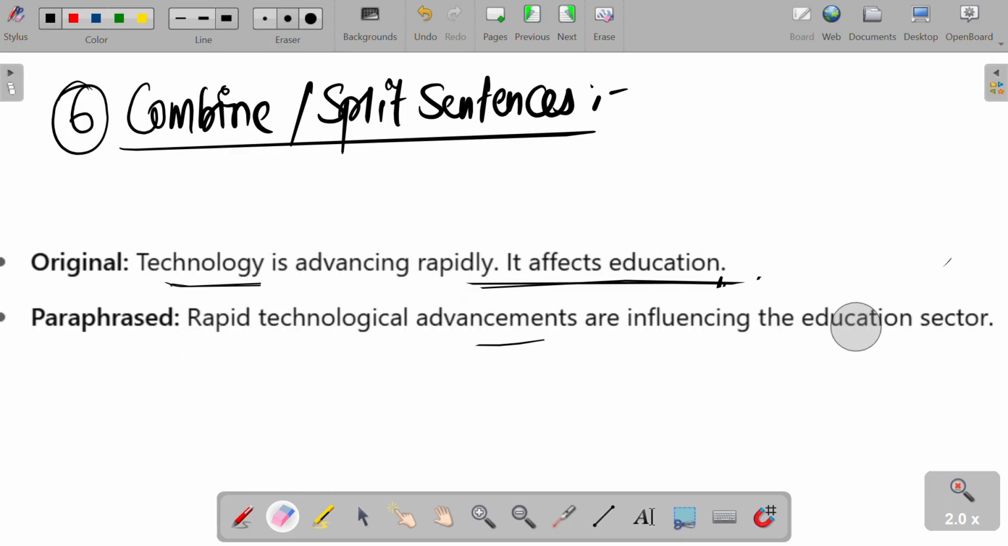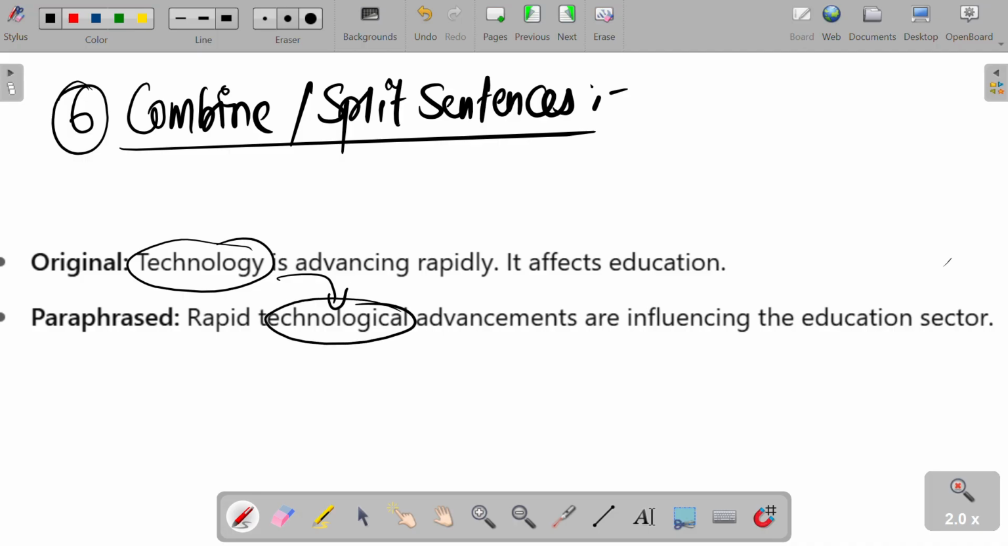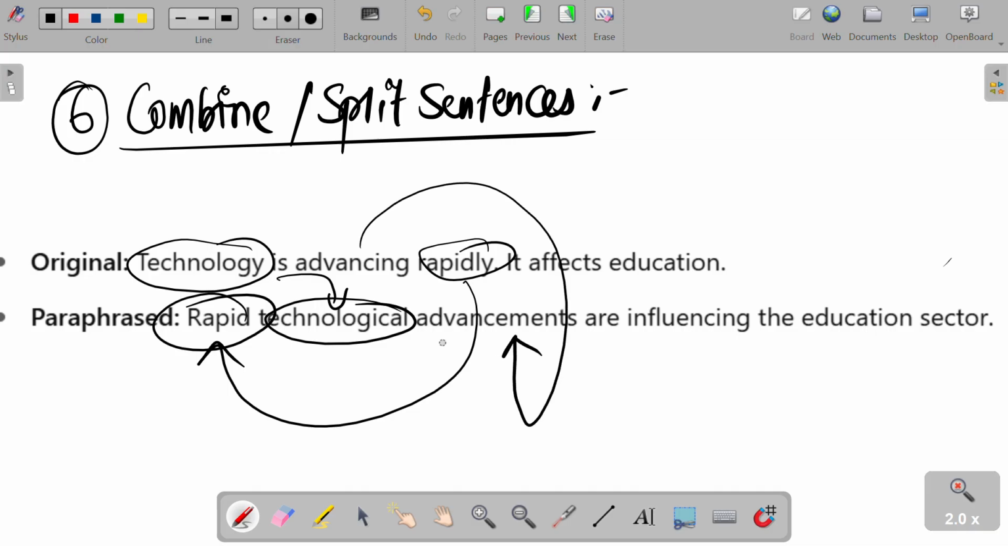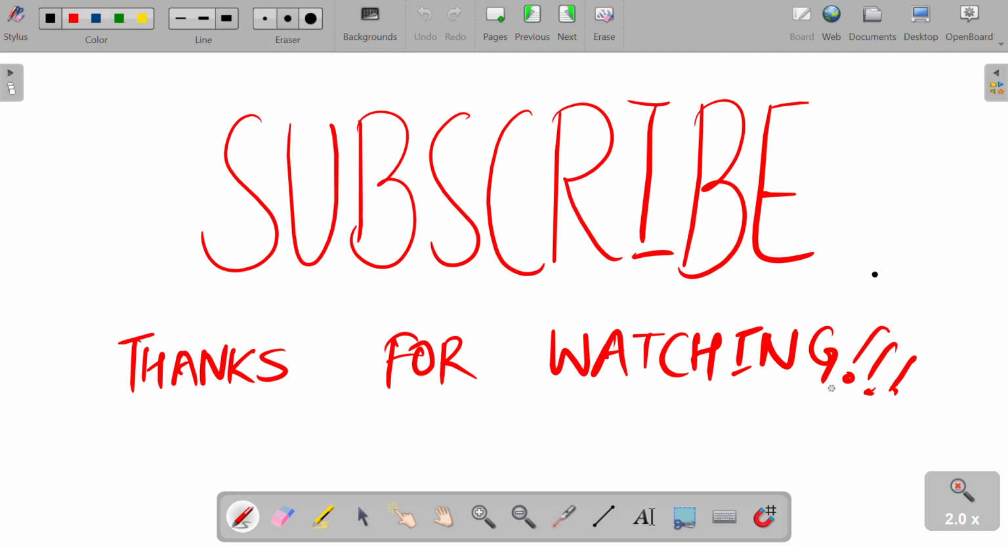Besides the combination of sentences, you can realize technology has been changed into technological. This is another word formation. Rapidly has been changed into rapid. That's another word formation. Advancing has been written as advancement. That's another word formation. So these kinds of methods can be used to paraphrase the questions in the IELTS writing test.